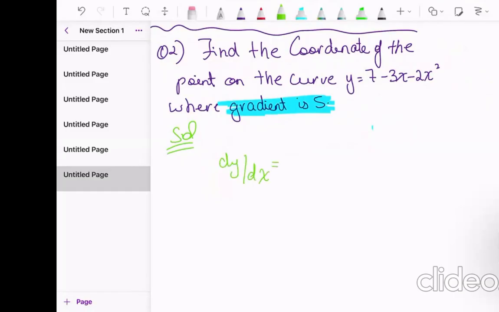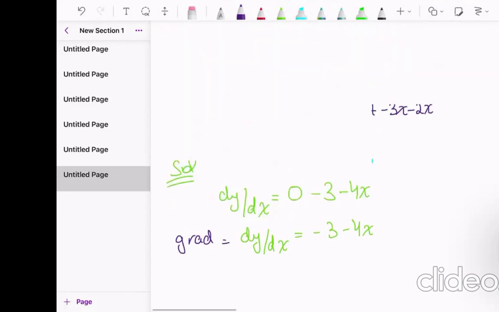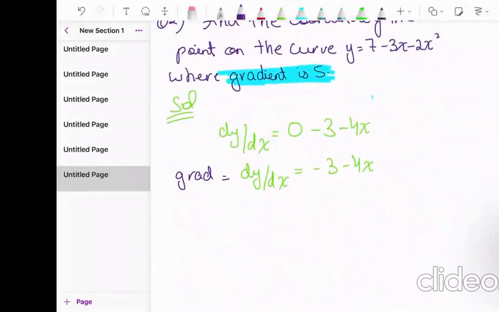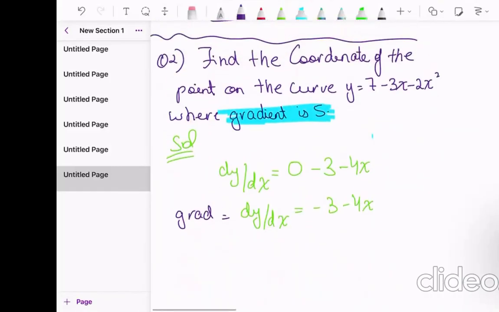So this will become dy upon dx. The derivative of 7 will be 0 because it is a constant. The derivative of 3x will be 3. I'm doing it directly because we have done a lot of parts to find dy upon dx. And this will become 4x. So dy upon dx is minus 3 minus 4x, and that dy upon dx will be equal to the gradient. That's what we have done in the previous part as well, the same concept we are applying right now. To find the gradient in the previous part, we put the value of x. But right now, no value of x is given.